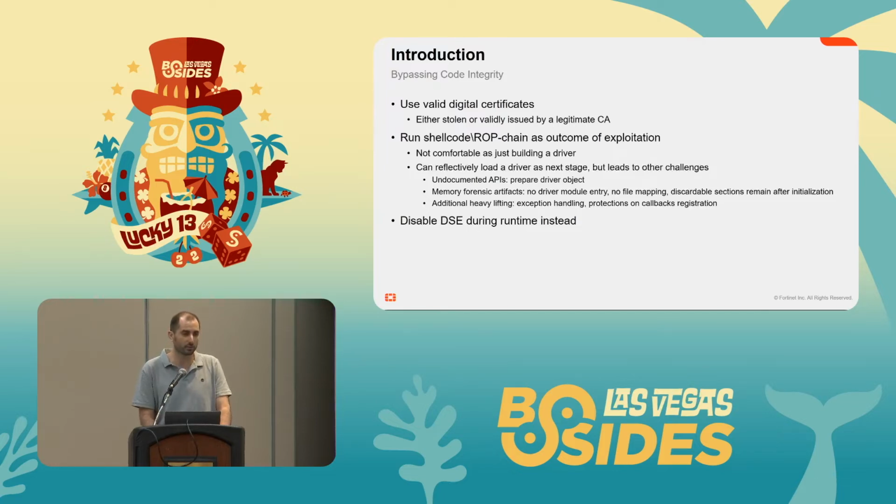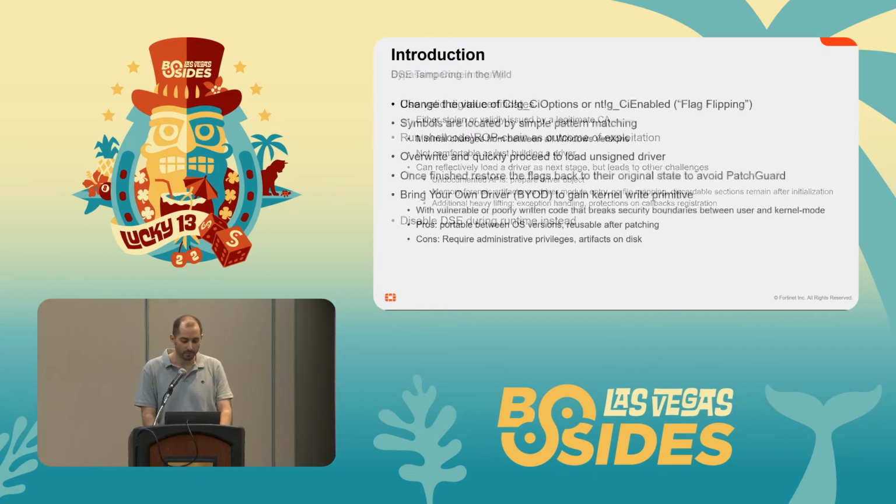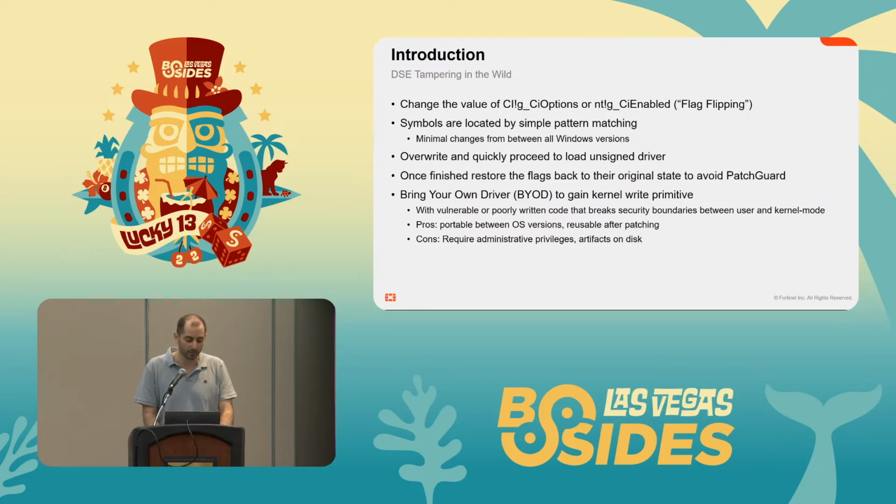So the last option that we have is basically just turn off driver signing enforcement on runtime, and then load our driver and continue. How is it actually being done? As I said, it's just flipping some flag. So one of the flags basically is being changed on runtime. You write to it and change its value. Since it's not exported, we need to find it somehow.